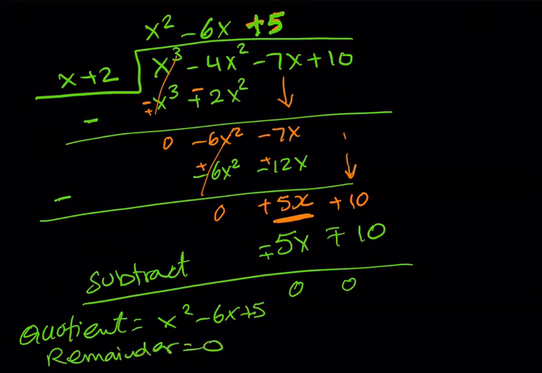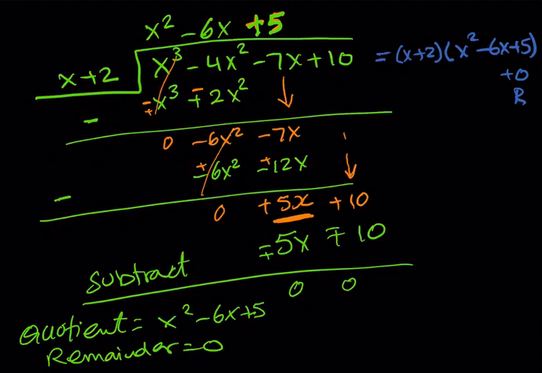Okay. Remainder is 0. And also you can write it this way. I'll write it down as, you can write it, this expression equals, yeah, just to save space, x plus 2 times x squared minus 6x plus 5 and plus 0. Well, you don't need plus 0, this is the remainder. Okay?